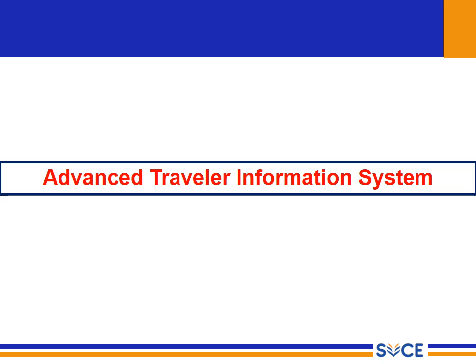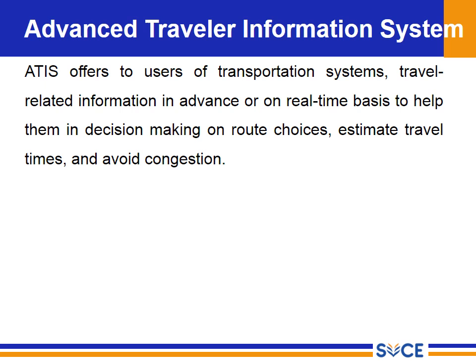If some road diversions are going to take place or any traffic detouring is there, that will be informed to the road users well in advance, so that the road users can take a different route to reach their destination. In short, ATIS offers users of the transportation system travel-related information. It may be travel time, the overall stream speed, or any bottlenecks, given in advance or on a real-time basis to help them in decision making on route choices, estimate travel times and avoid congestion.